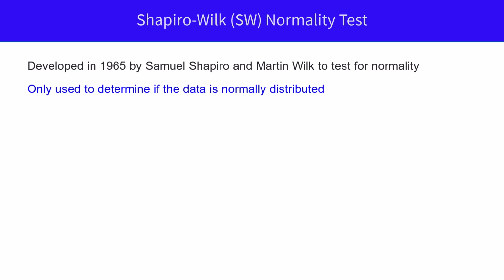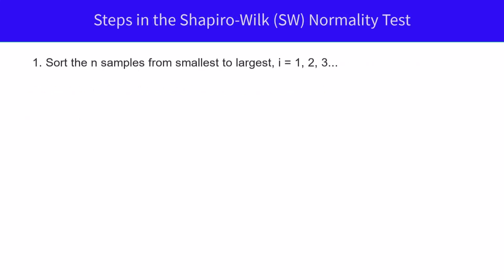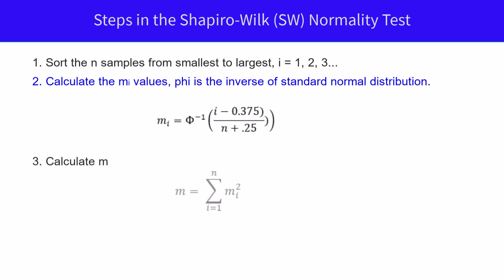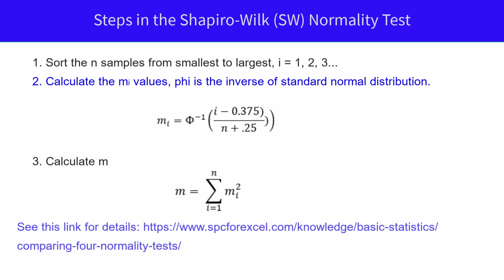So let's look at the Shapiro-Wilk test. It's used just for the normal distribution. It's not used for other distributions. What you do is, again, the steps in it, you sort the samples to begin with. Then you're going to do a lot of calculations. We're going to show the equations here, but you need to go to the website to see all the details.